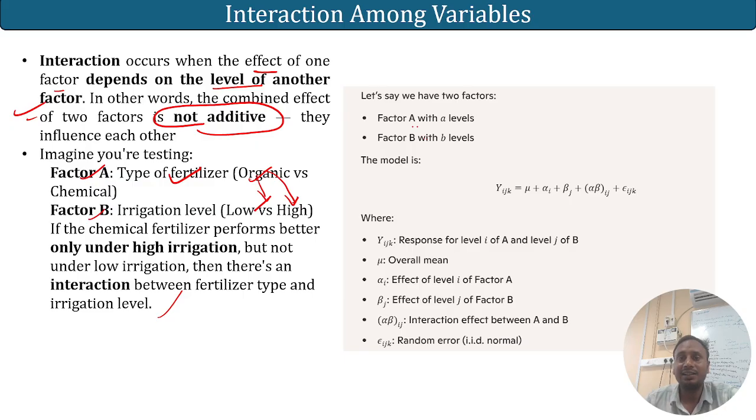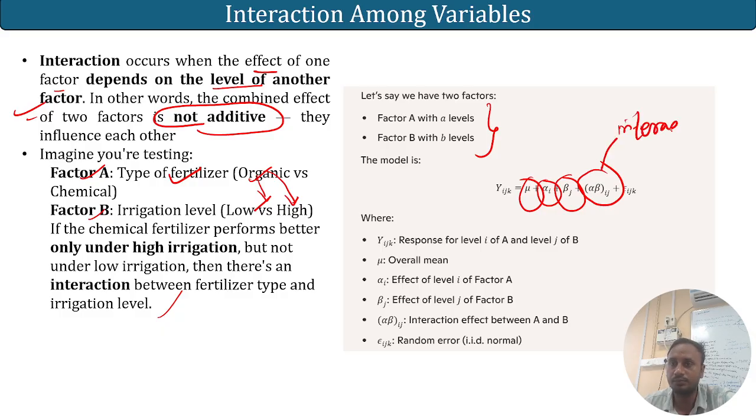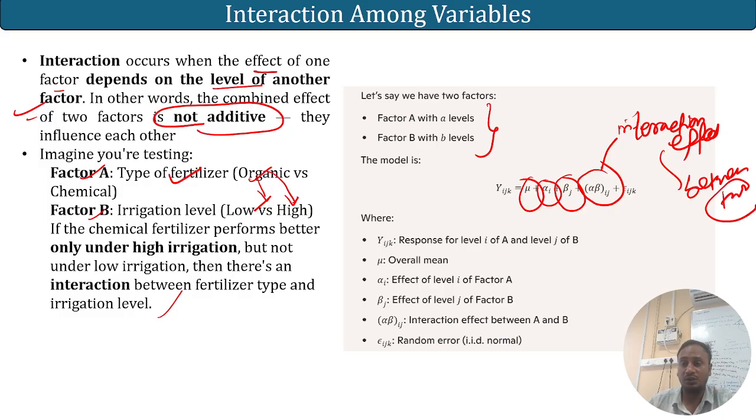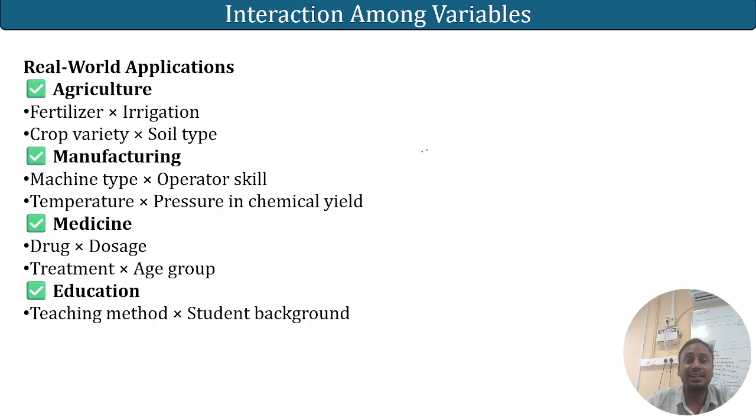For that, the model will be similar: mu, alpha, beta, in a similar way. But alpha and beta all together will come into the picture. That is called the interaction effect, or the interaction between the two.